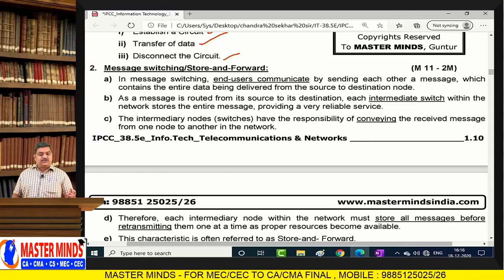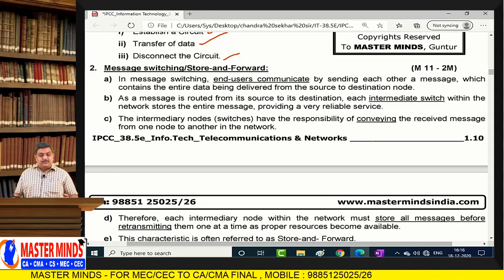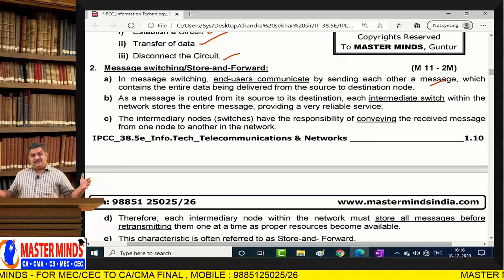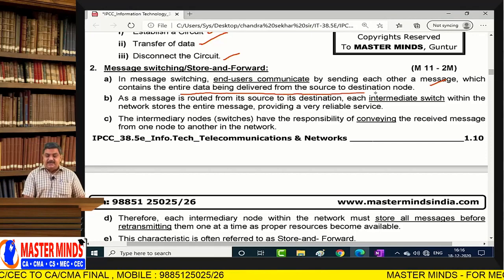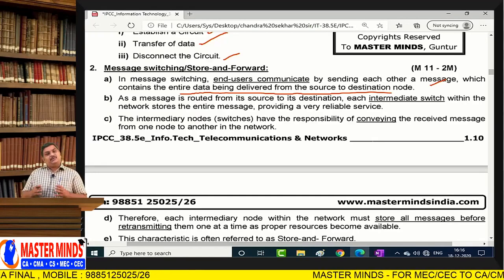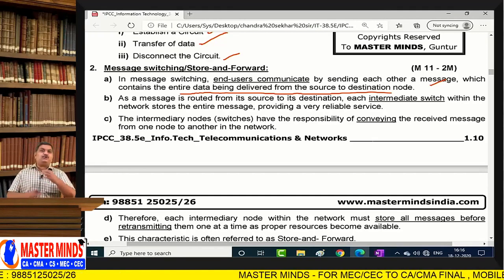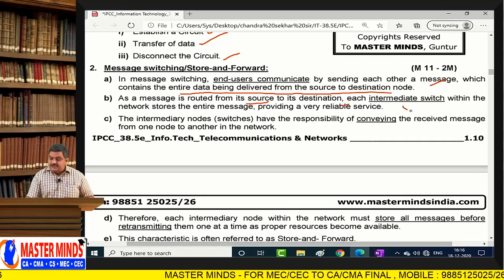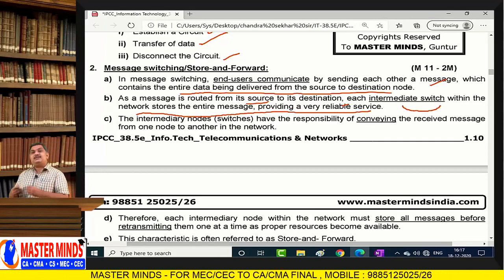Okay. Now message switching, that is store and forward. How? In message switching, end users communicate by sending each other a message. End users means the sender and the receiver. They communicate by sending a message which contains the entire data being delivered from source to destination. That means whatever data is to be sent from the sender to the receiver will be made into a message. And as the message is routed from its source to its destination, each intermediate switch within the network stores the entire message, providing a very reliable service.